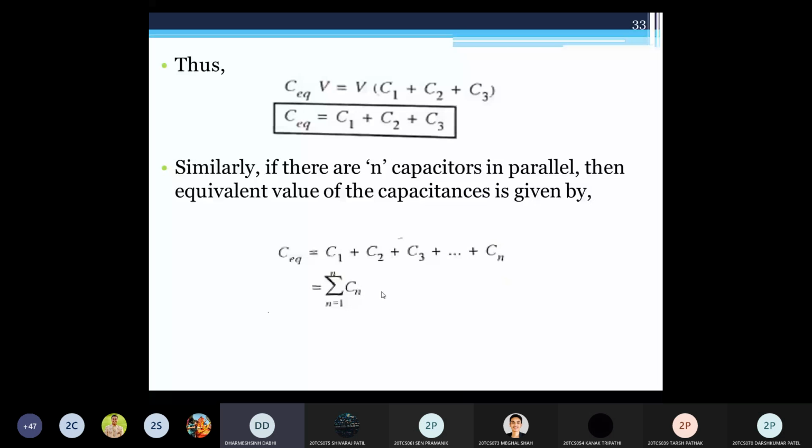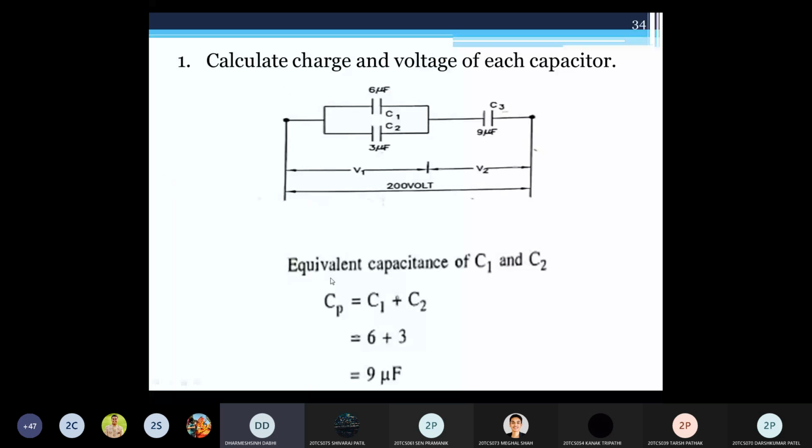So let's move to the examples related to this series parallel connection. So write down the first example. Calculate the charge and voltage of each capacitor. This is a circuit diagram. Two capacitors C1 and C2 are connected in parallel. All of you please write down this, draw this circuit diagram and calculate the charge and voltage of each capacitor.